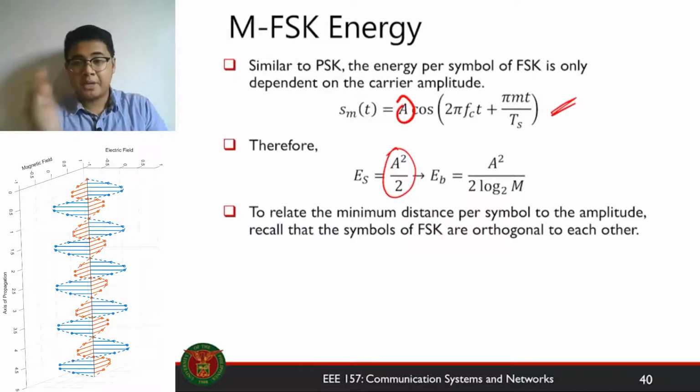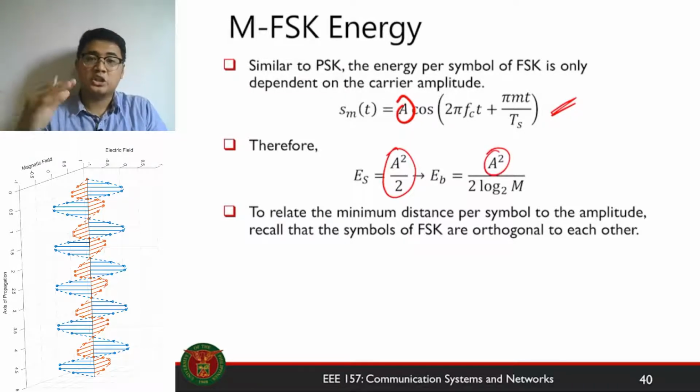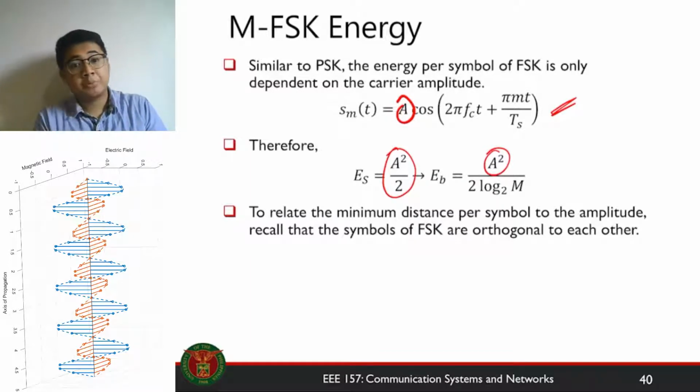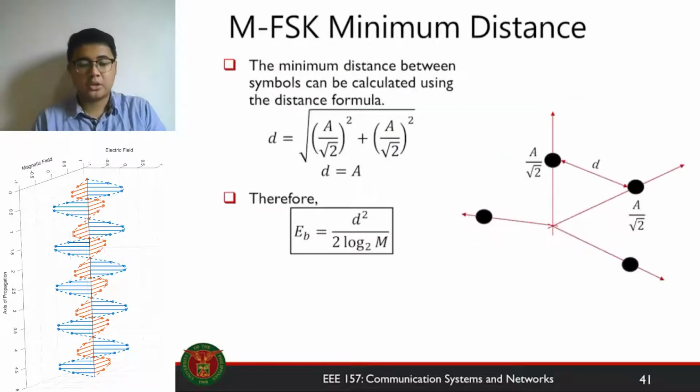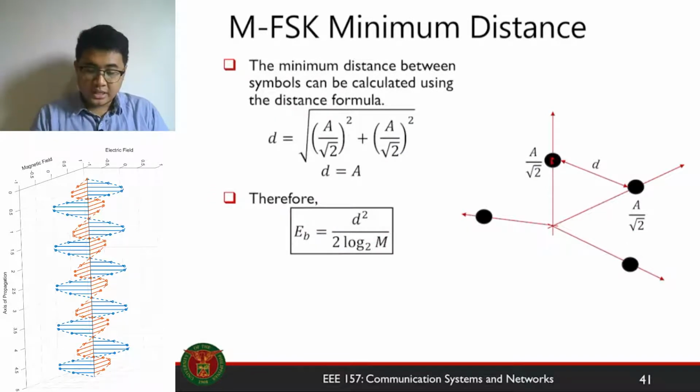How can we relate the minimum distance per symbol to the amplitude so that we can get the relationship between the energy per bit and the amplitude? As was our exercise in the previous examples, we want to know the relationship between the energy per bit and the distance between symbols. So you need to recall the fact that for FSK, the symbols are orthogonal to each other. Okay? The symbols are orthogonal to each other, then if we put them in the constellation, the magnitude of each symbol is equal to A over square root of 2.